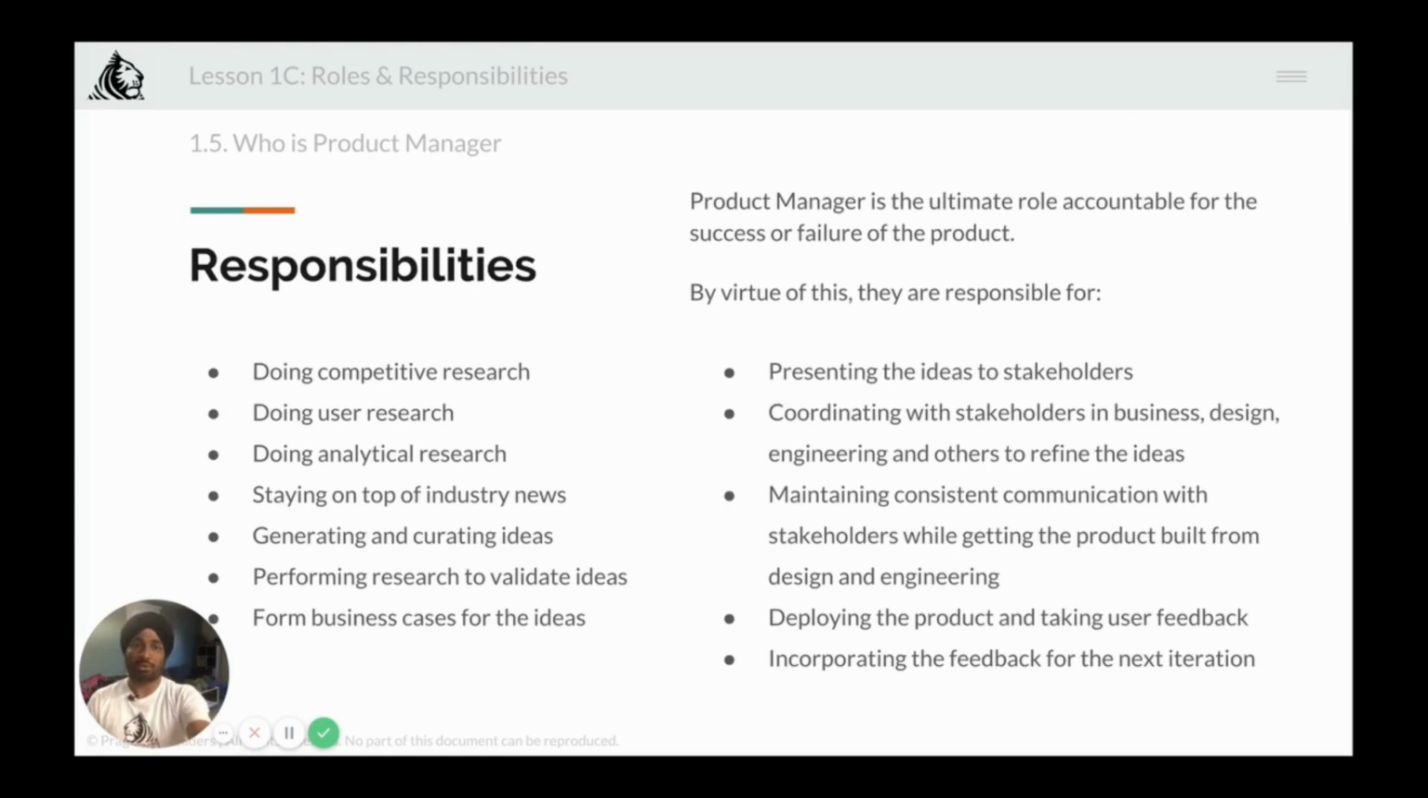So, a product manager is the ultimate role accountable for the success or failure of the product, and that's why the roles, or I should say, the responsibilities are a little fluid. You might need to do anything and everything possible to make sure that the product is successful, because ultimately you are the one accountable for it.